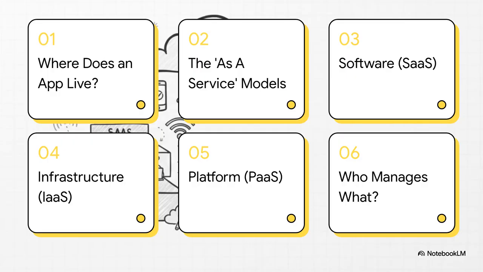So here's our game plan. First, we'll look at where an app can even be deployed. Then we'll dive into these as-a-service models you hear about all the time, SaaS, IaaS, and PaaS. And finally, we'll break down who is actually responsible for what, which is kind of the most important part.